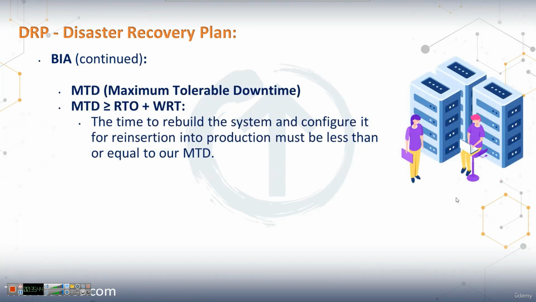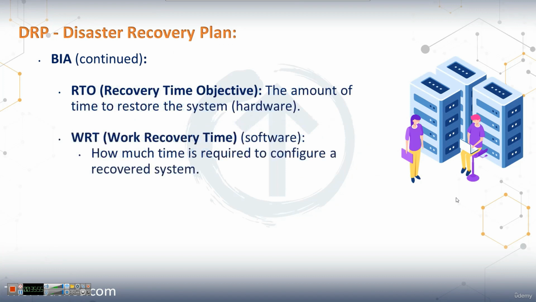I have also mentioned MTD, maximum tolerable downtime, before. Now let's look at what that is. It is obviously how long can a system be down. But that is made up of two variables: RTO, recovery time objective, and WRT, work recovery time. The RTO is the amount of time it will take us to restore the system. That is the hardware. And the WRT, that is the software. How much time is it going to take us to configure the system, operating system, programs, load all the backups, and have the system back to put into production?